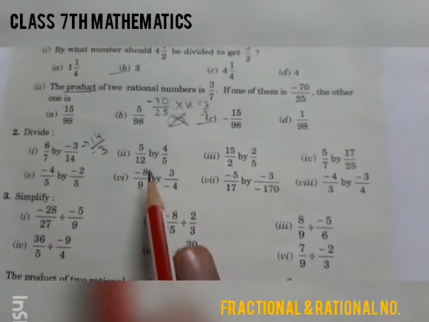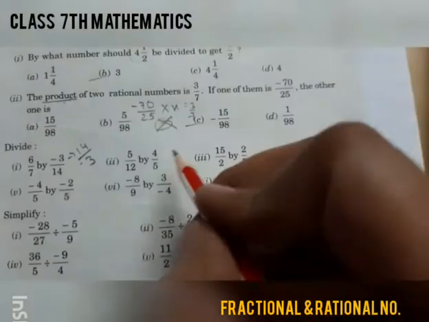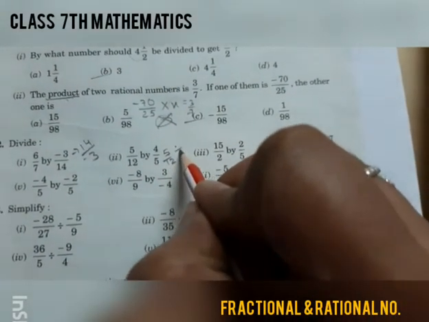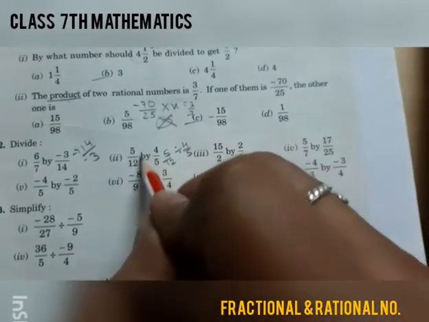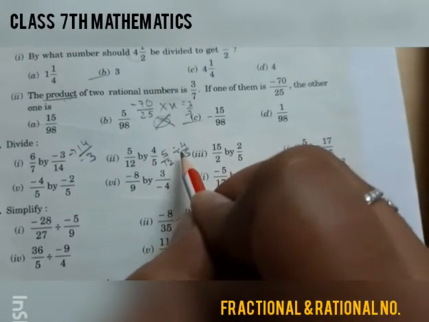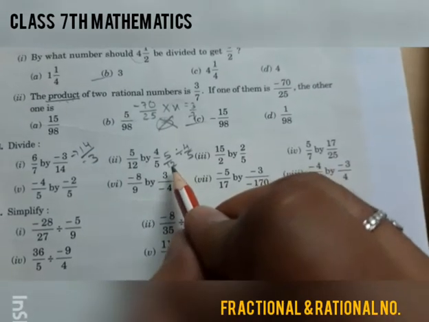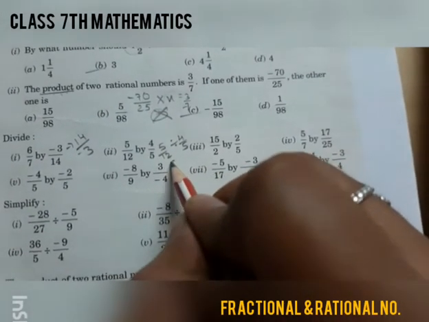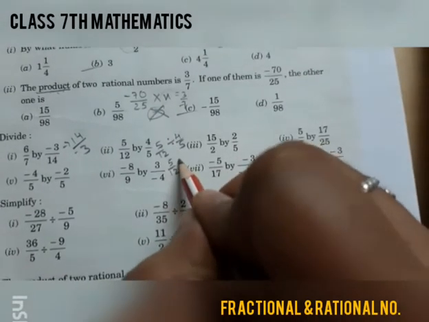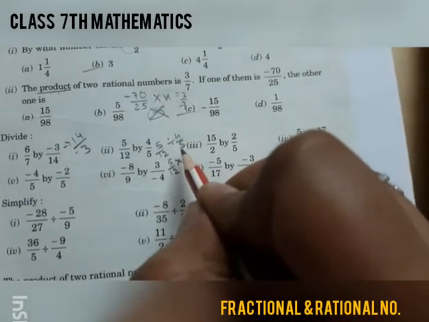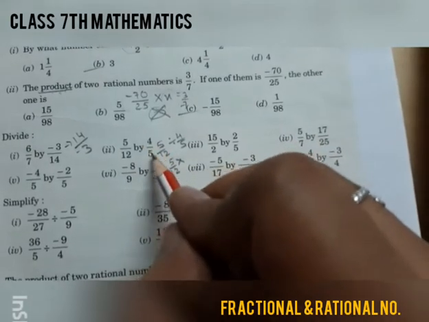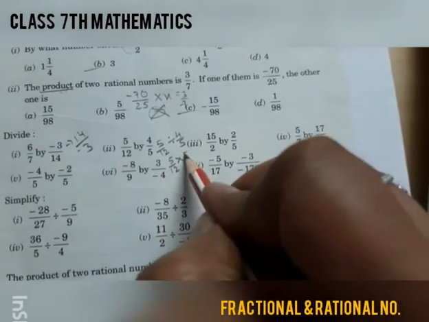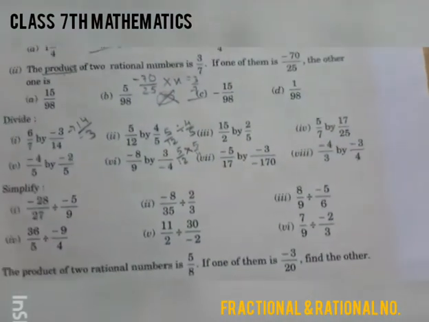Similarly is the second question, 5 upon 12 by 4 upon 5. Mathematically you will write it as 5 upon 12 divided by 4 upon 5. First write the by, and understand that this is known as division. Okay. Now what does the process say? Multiplication of the first rational number into the reciprocal of the second rational number. What was the second rational number? 4 upon 5. What will be the reciprocal of 4 upon 5? 5 upon 4. Solve it, you will get the answer.